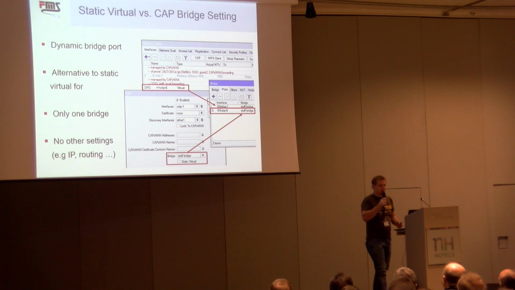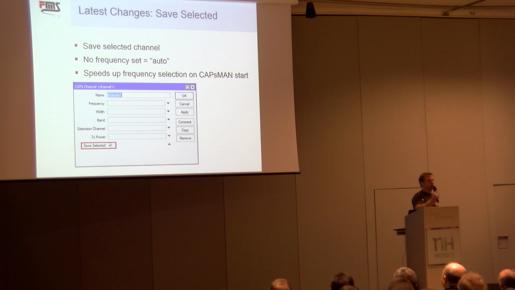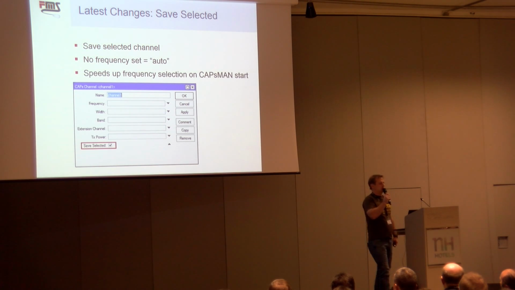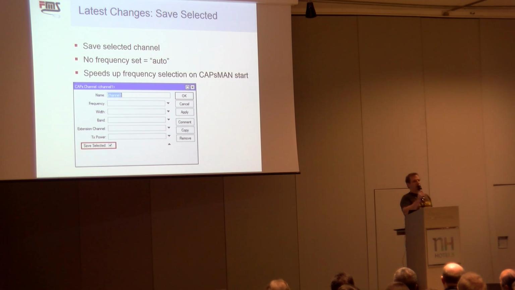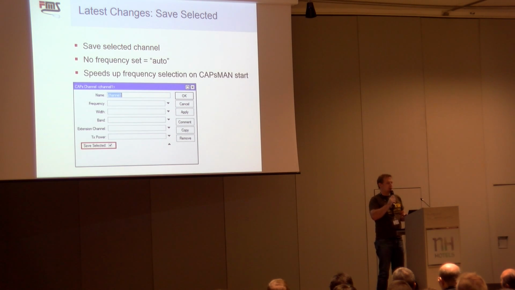Another pretty new feature is save selected. Save selected also appeared in the release candidate in one of the latest ones. And save selected is important when you're using automatic frequency selection. That is, if you're setting your frequencies manually, you don't need it. But if you're setting them automatically, save selected will save the last frequency for each access point or for each interface that the automatic feature did select.